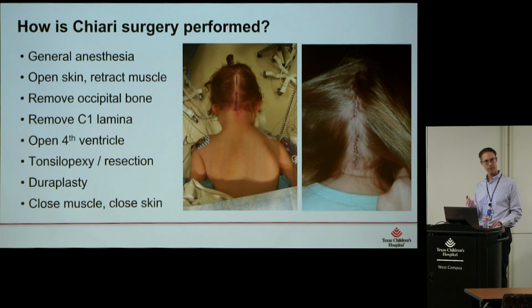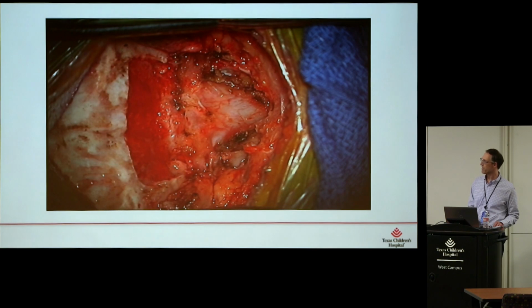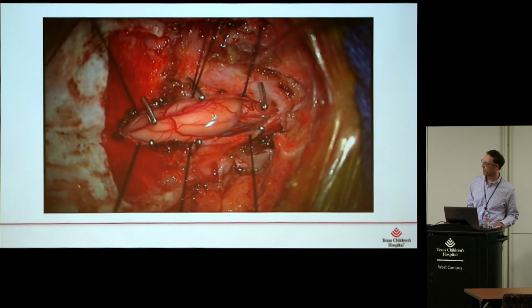We'll look into the fourth ventricle, which is the fluid-filled cavity in the bottom of the brain, to make sure that it's open. Sometimes surgeons will do something called tonsillopexy, or a tonsil resection. This is where you cauterize or remove part of the brain that's coming down below the bottom of the skull. And then we'll close everything back up with stitches. This is a picture of the bone removed, and this is the dura, the covering around the brain. And here's a picture. You can see the cerebellar tonsil, and we're going to sew in a patch for extra room around the tonsil.